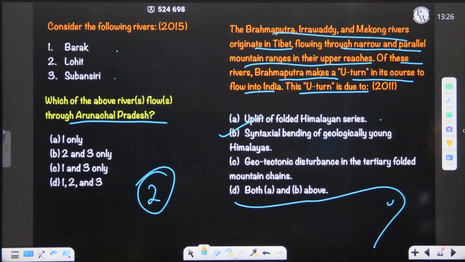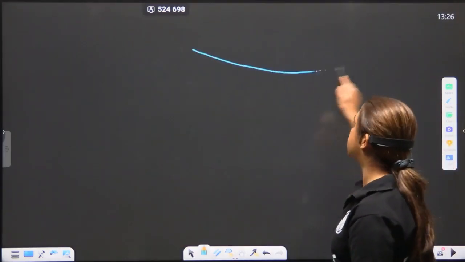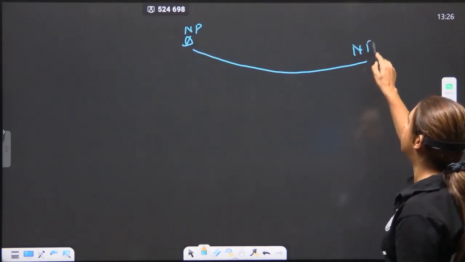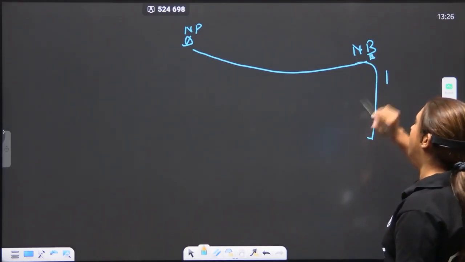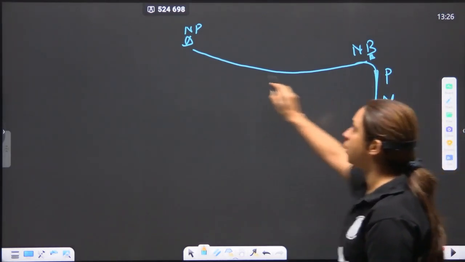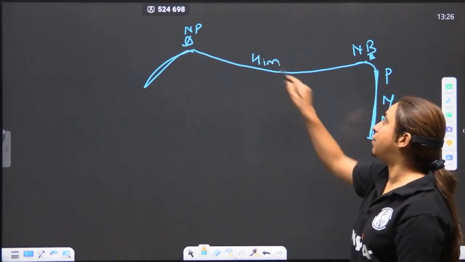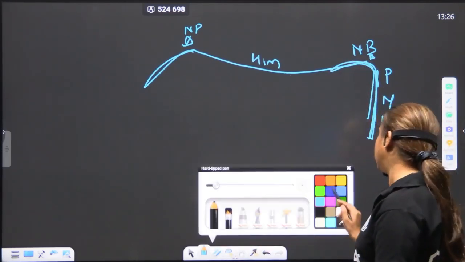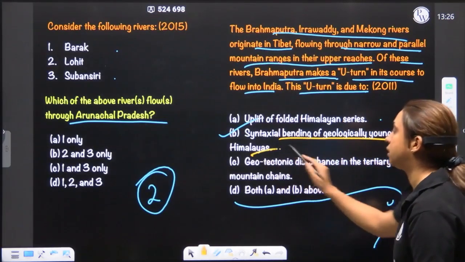So if I look at the Himalayas, this is how they are. On one side you have Nanga Parbat and on the other side you have Namcha Barwa. Here, the Himalayas got folded up. Beyond this, you have Patkai Bum, Naga, Manipur Hills and Mizo Hills. These are also part of the Himalayas. So this is the Himalayas. What happened? The Himalayas underwent a synclinal bending. They folded like this, and therefore the rivers are also flowing like this. So this answer should be the synclinal bending of the geologically young Himalayas.